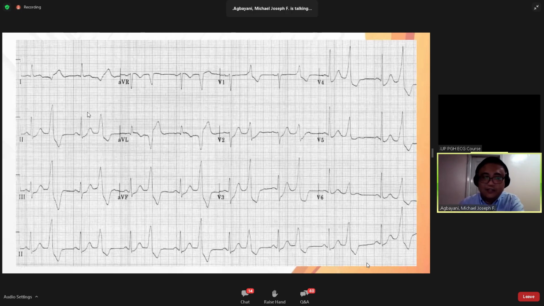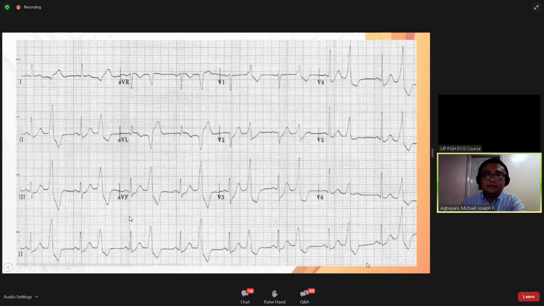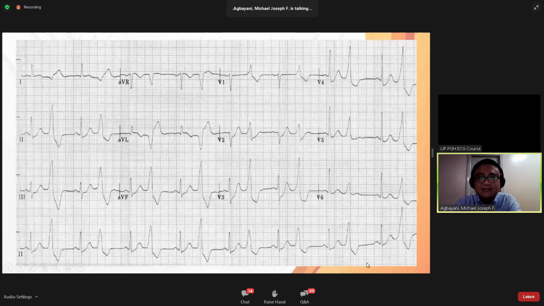This is the last ECG for today, for the ECG quiz. Let me take a good look. I'll show you the question. We're looking for the rhythm abnormality seen in this tracing. What is the rhythm abnormality? It's very obvious. There's a pattern, but the rhythm is not very regular. It's regularly irregular. It's irregular, but there's a pattern to it.